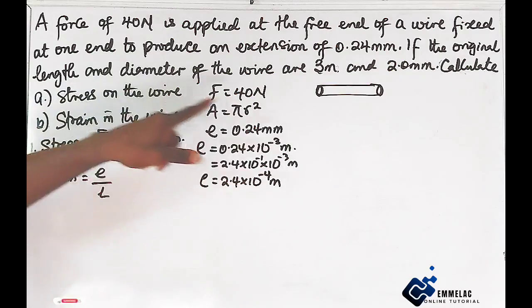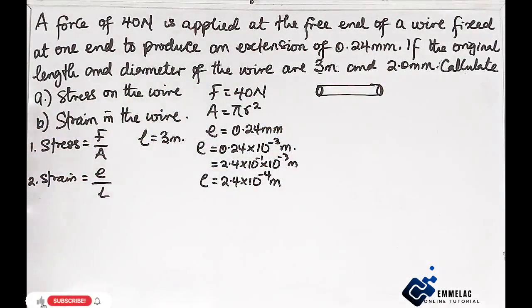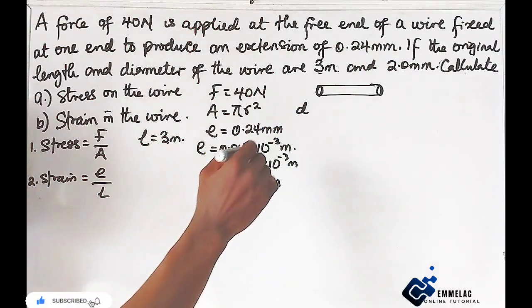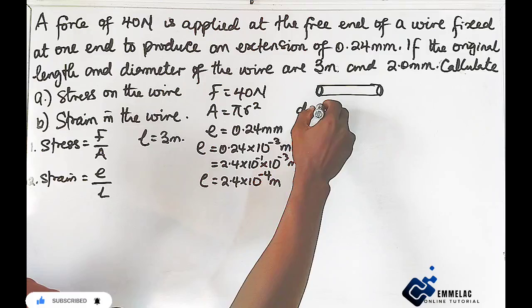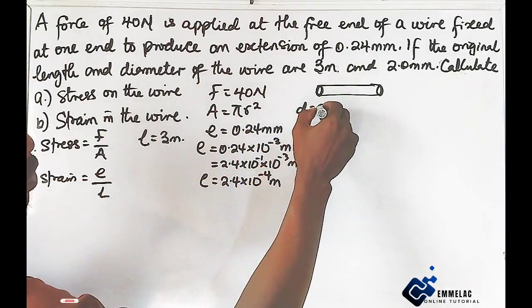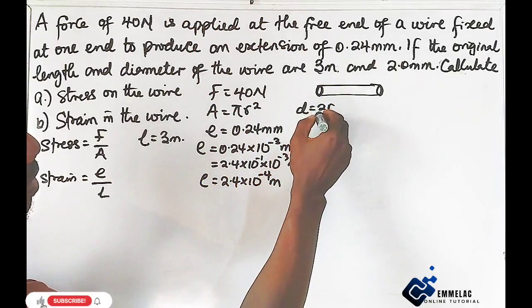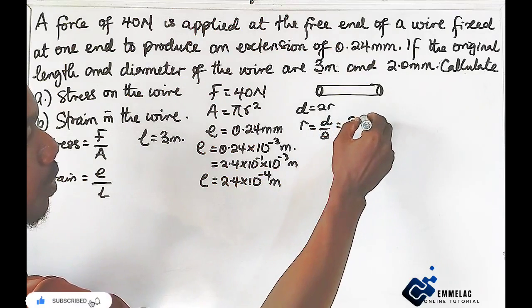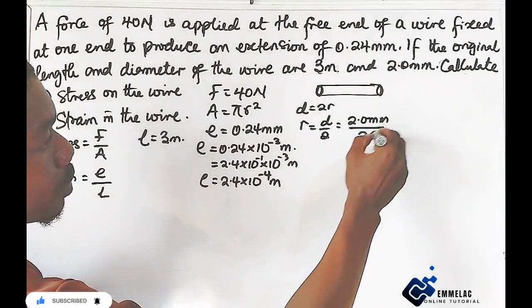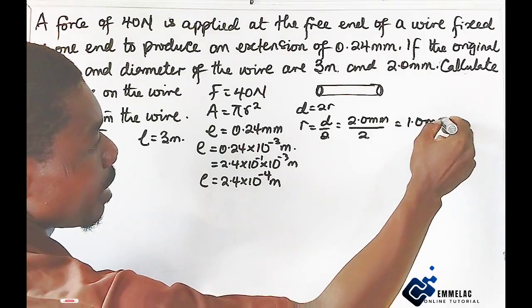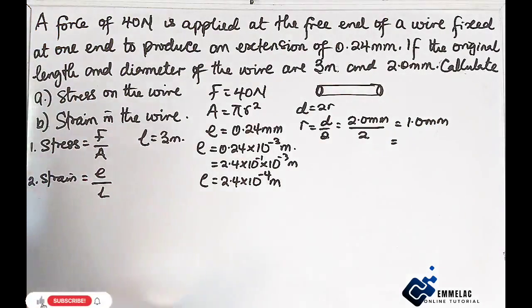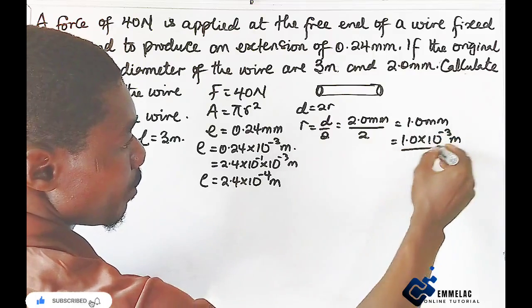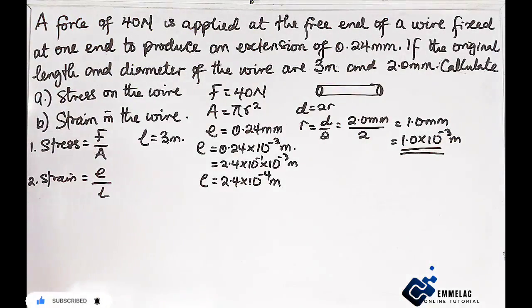The diameter also is 2 millimeter. Diameter, which is D, is 2 millimeter, and diameter is 2r. For us to get our r here, D will be divided by 2, which implies 2.0 mm all over 2, and this will give us 1.0 mm. Converting this to meter, we have 1.0 times 10 to the power minus 3 m. To that end, let us now find the area.